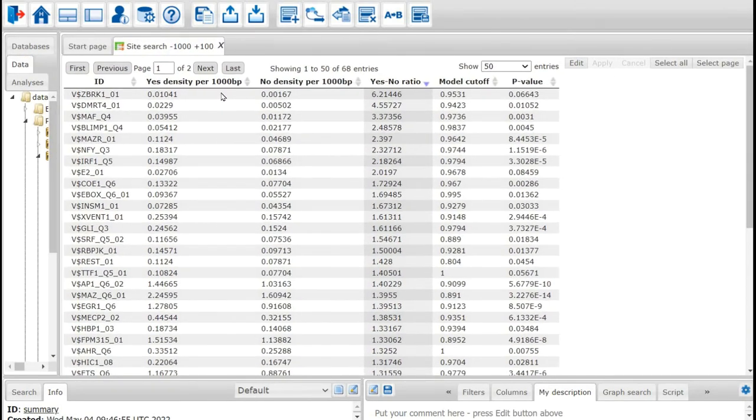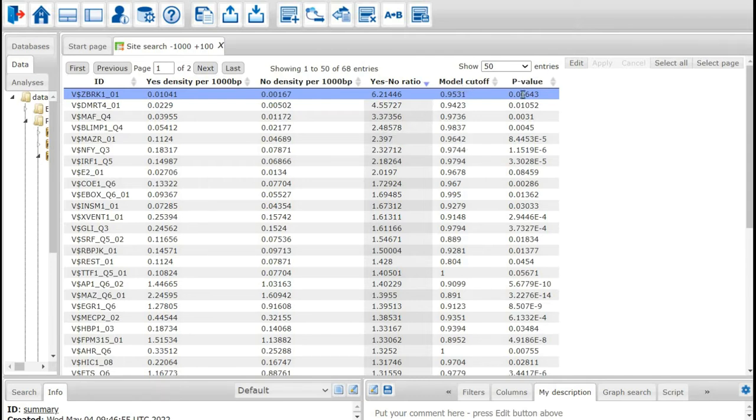Each row summarizes the information on one positional weight matrix. For each selected matrix, the columns yes density per 1000 base pair and no density per 1000 base pair show the number of matches normalized per 1000 base pair length for the sequences in the input yes set and input no set. The column yes-no ratio is the ratio of the first two columns. Only matrices with a yes-no ratio higher than 1 are included in the summary table. The higher the yes-no ratio, the higher the enrichment of the respective matrix in the yes set.